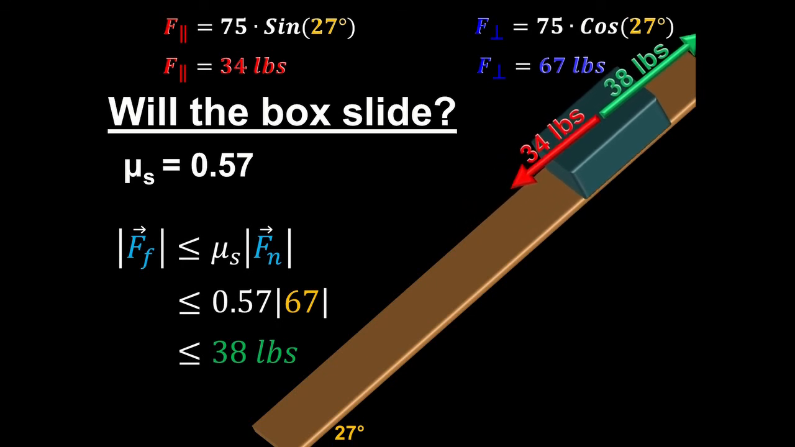It would be amazing. Well, no, that's not true. Remember that with this less than or equal to sign, that's the most friction could have been. But if friction could have been greater and wasn't, friction is just trying to hold it in place. Gravity was pulling down with 34 pounds, so friction would have been 34 pounds.